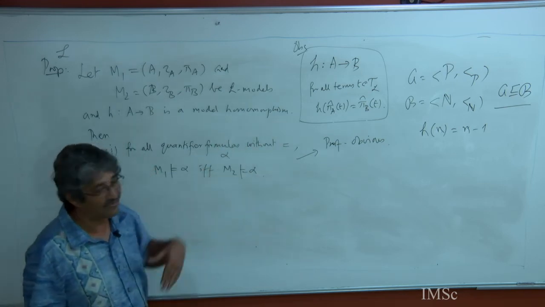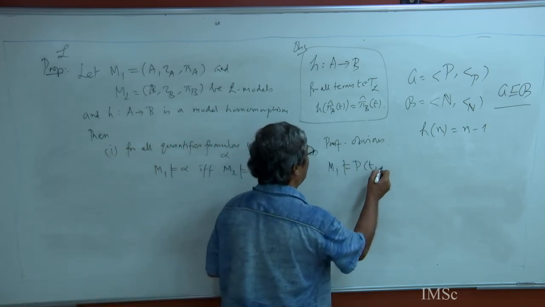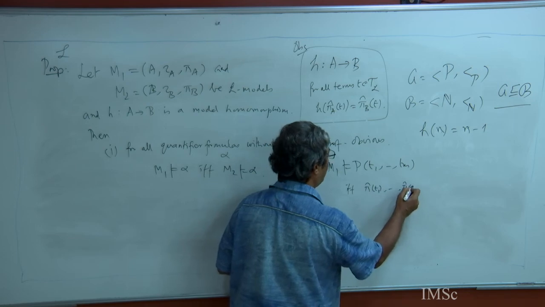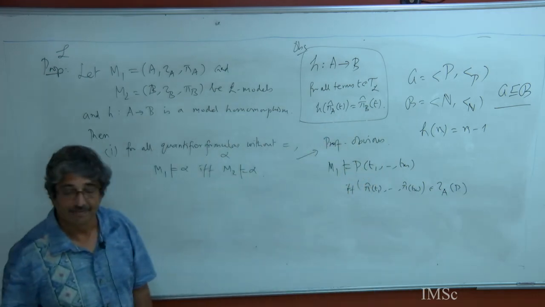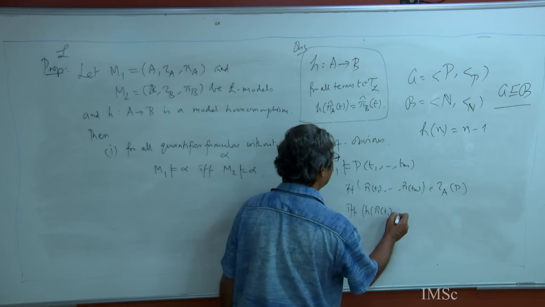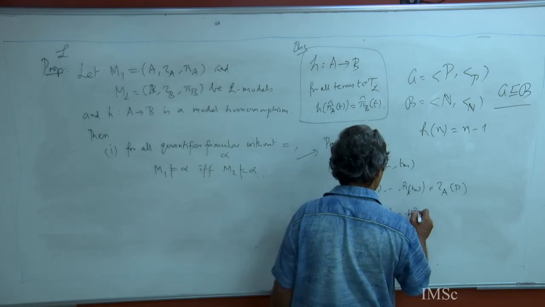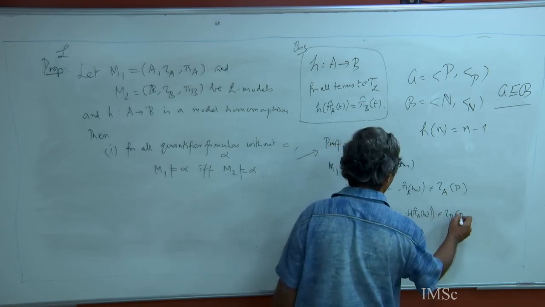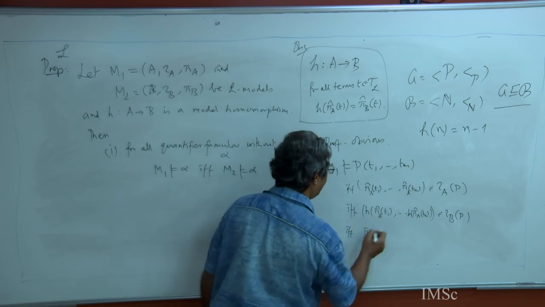So this is true. Once you have this, M1 satisfies P(t1, ..., tm) if and only if (π-hat of t1, ..., π-hat of tm) belongs to the interpretation in A of P. By homomorphism, if and only if (h of π-hat_A of t1, ..., h of π-hat_A of tm) belongs to the interpretation in B of P, and by the observation there, if and only if this holds for π_B.